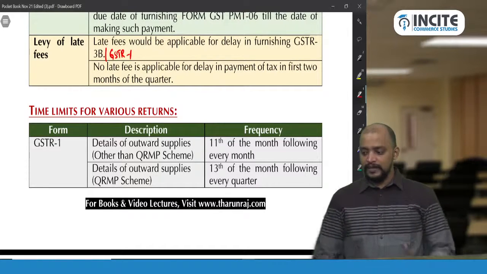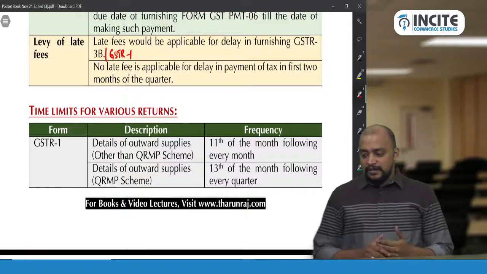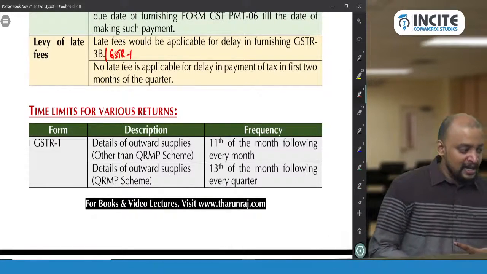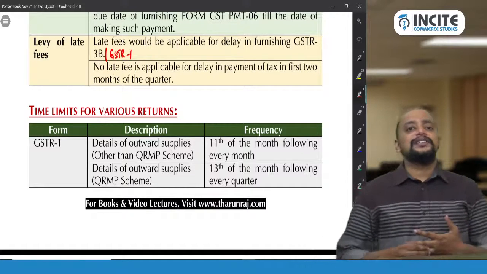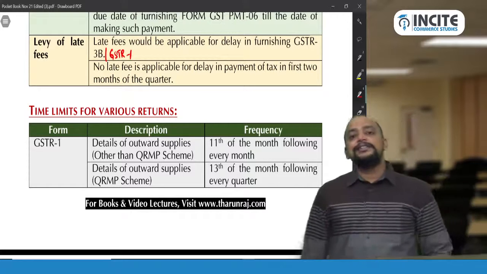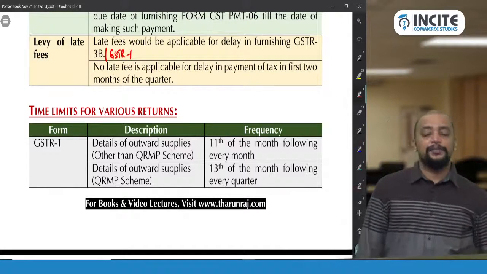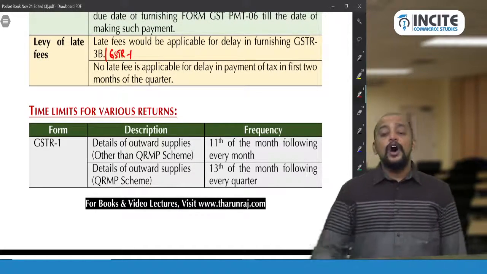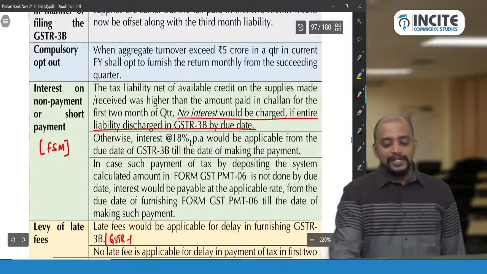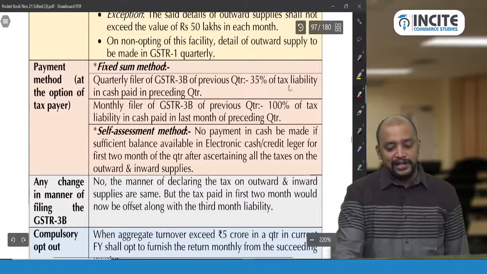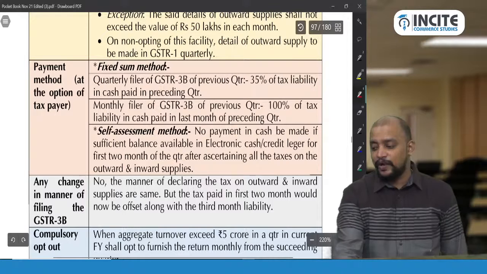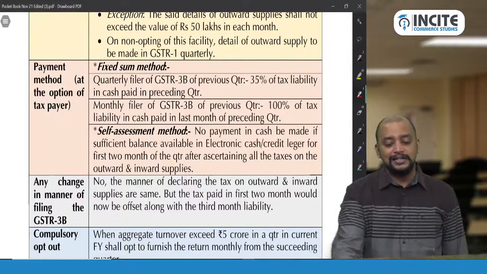Okay. So in the QRMP scheme under FSM, is RCM liability also considered? First of all, under the fixed sum method, we will not see what the transactions are. We will just take the previous month's or the previous quarter's 3B, how much ever is paid through the electronic cash ledger. 35% of the tax liability in cash paid in the preceding quarter. That includes even RCM liability also.